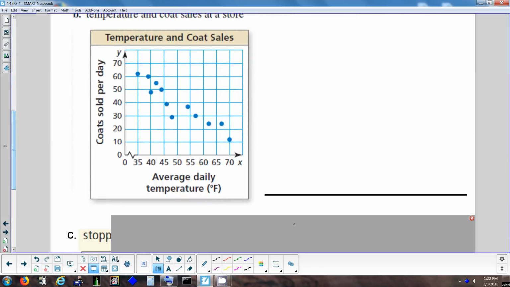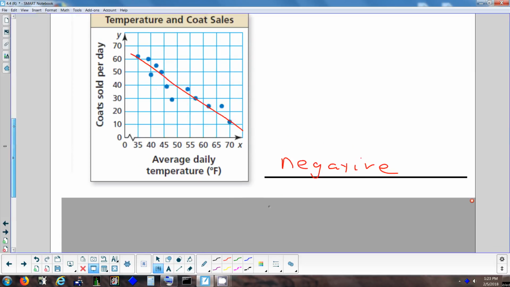Average daily temperature. As the temperature increases, what does it look like is happening to the number of coats? It decreases. What kind of correlation is that? That's a negative correlation. The higher the temperature, the fewer coats you have to sell. Okay, is it perfect? No. But you could draw a line pretty much right through the middle, and I would say that the pattern follows that line in red. Okay, so that's a negative correlation.